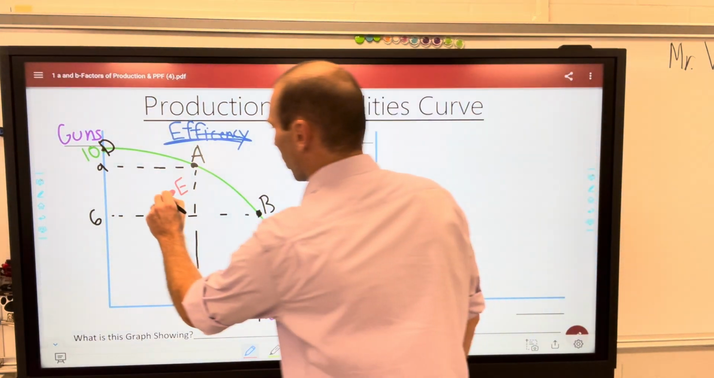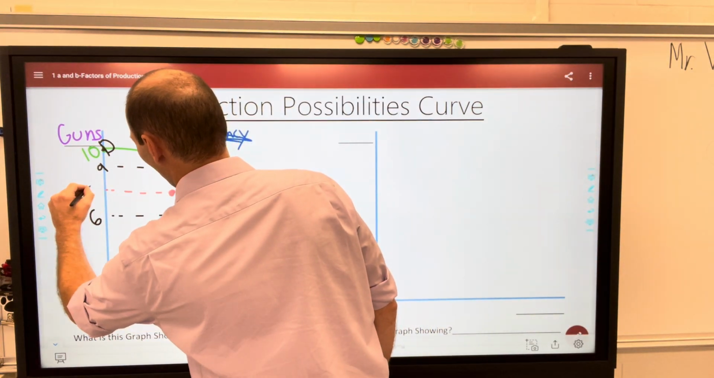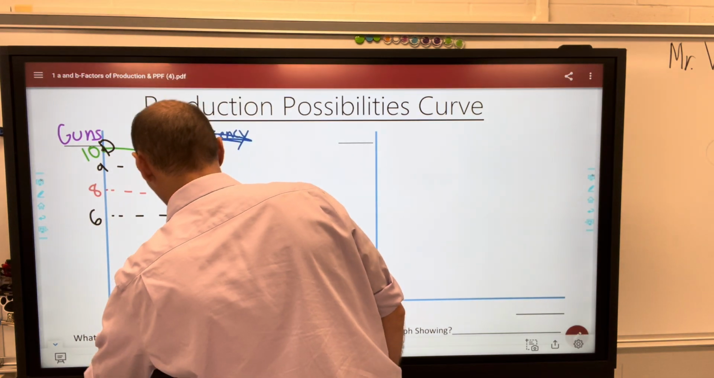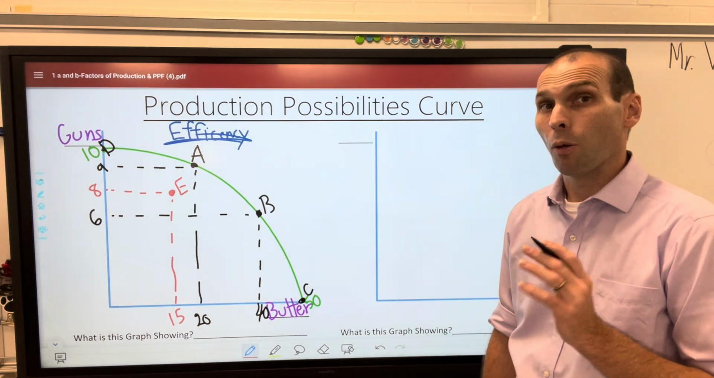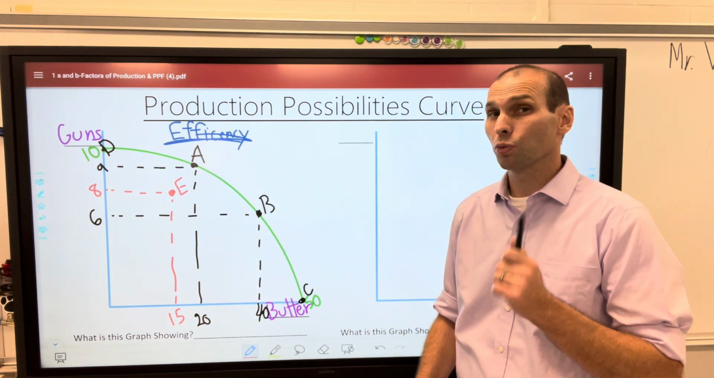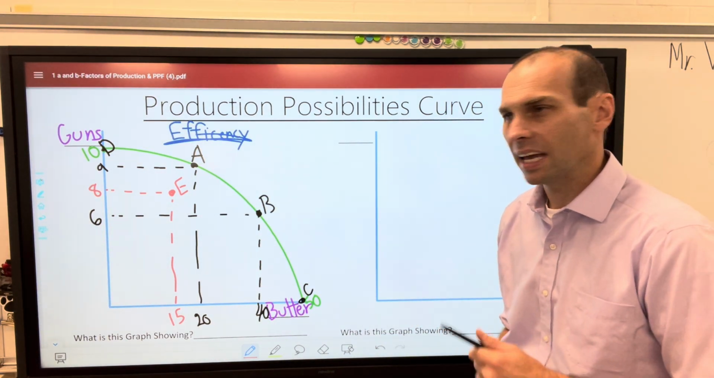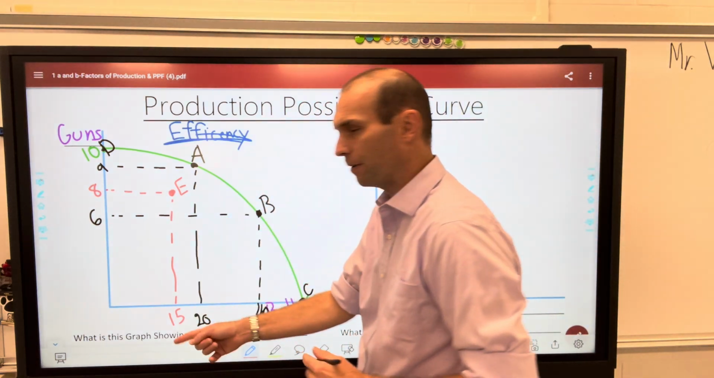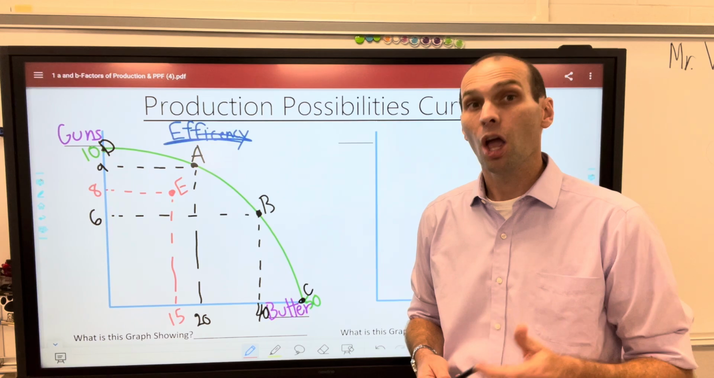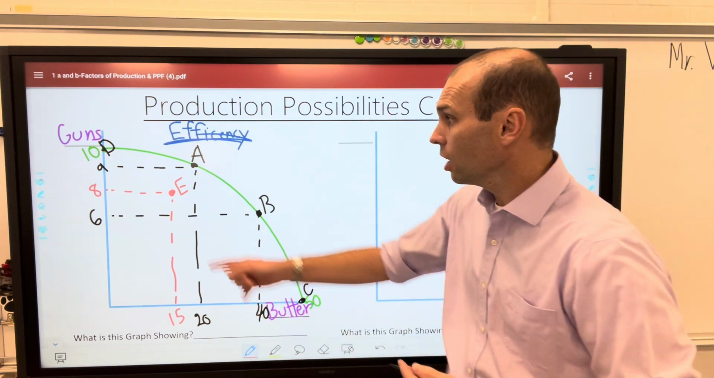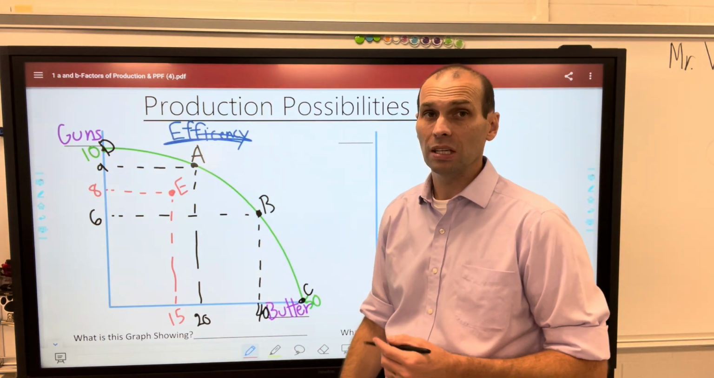Now at this point, we could have something like, let's call that 8 guns and 15 butters. Now point echo is really important because if we were producing at 8 and 15 in our economy, we'd be very inefficient. We're inefficient because we'd only have 8 guns and 15 butters.